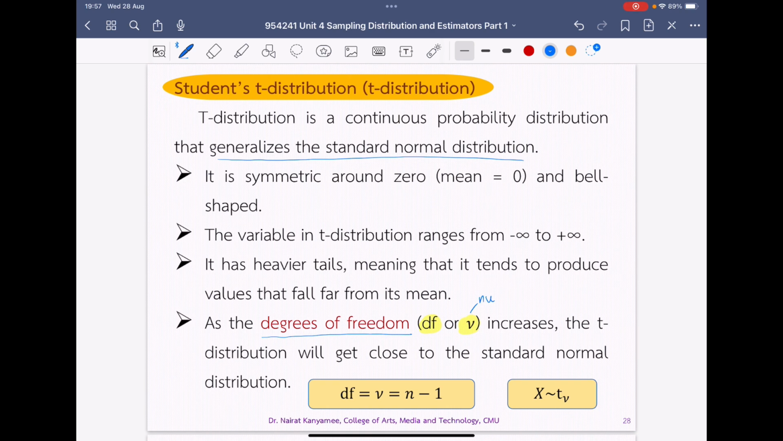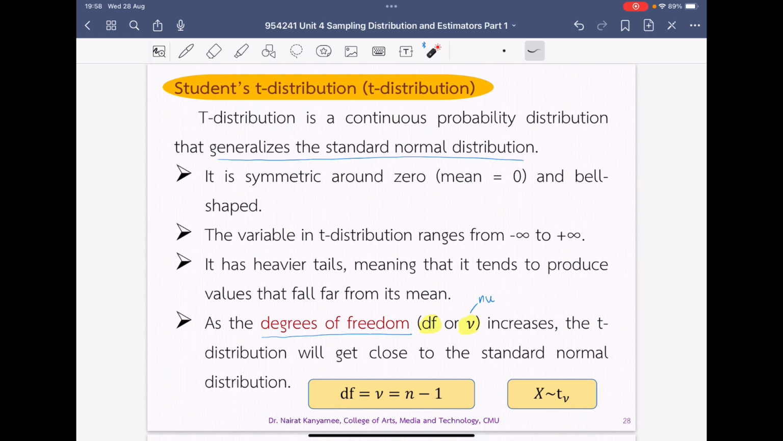As the degrees of freedom increase, the t distribution gets close to the standard normal distribution. The higher the degrees of freedom, the closer it is to the standard normal distribution. The degrees of freedom, or nu, is usually defined as n minus 1, where n is the number of samples.